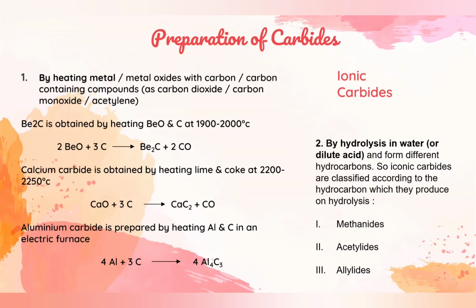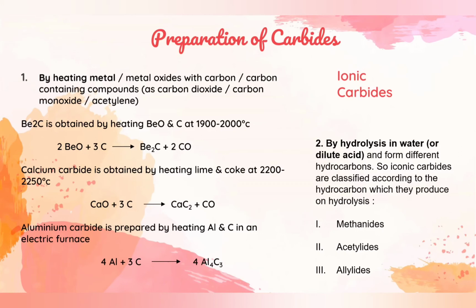2 mole of beryllium oxide plus 3 mole of carbon will produce beryllium carbide and 2 mole of carbon monoxide. Calcium carbide can also be obtained by heating lime and coke at 2200 to 2250 degrees Celsius. Calcium oxide will react with 3 mole of carbon and produce calcium carbide and carbon monoxide.